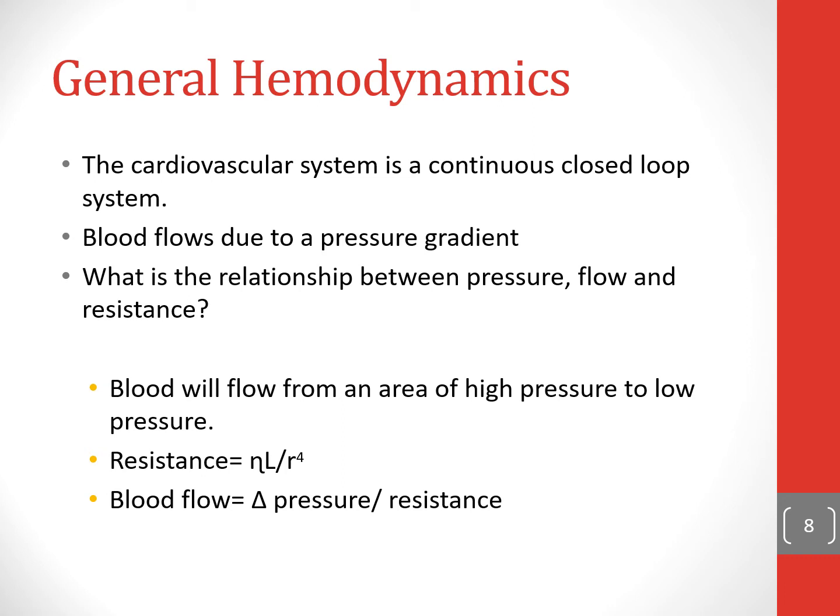So in addition to understanding this pressure gradient, we must also think about the resistance that must be overcome, and also the relationship or the components associated with blood flow itself. So as mentioned, blood is going to flow from an area of high pressure to low pressure. So we know that when the heart contracts and blood is ejected from the heart itself, this represents the greatest amount of pressure that we have in the whole system.